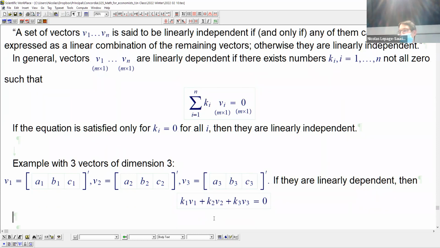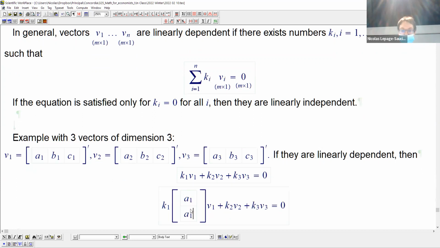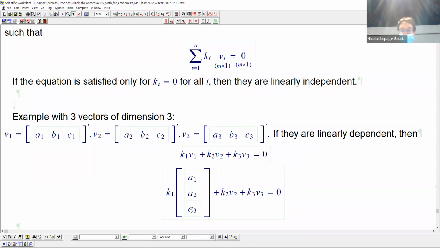So let's write this just in terms of column vectors to be sure of what we're doing. So I would have K1 times the column A1, B1, C1.